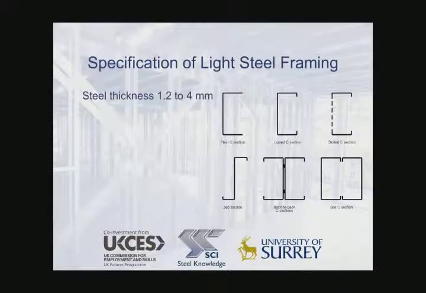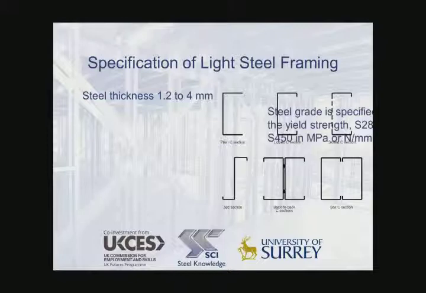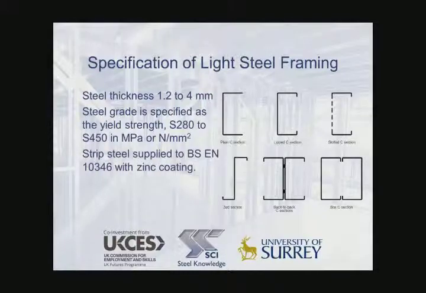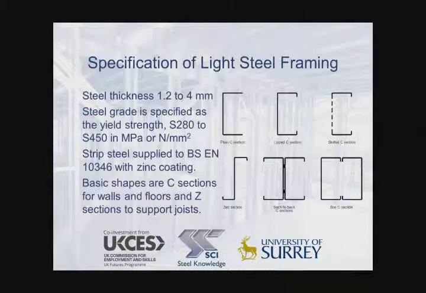Light steel framing is specified based on its thickness, typically of 1.2 to 4 mm thickness, including the zinc coating. The steel grade is specified as its yield strength in units of newtons per millimeter squared or megapascal, and typical steel grades are S280 to S450. Strip steel is supplied to a BS EN standard 10346, and the basic shapes are C-sections for walls and Z-sections to support floor joists as shown here.